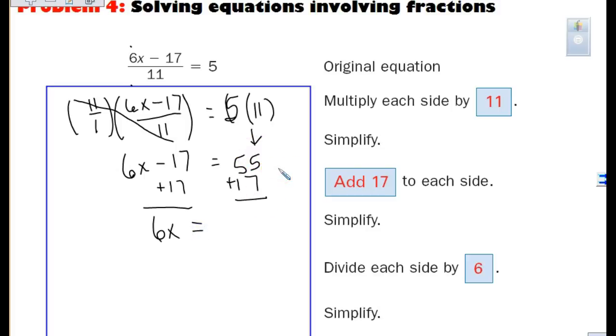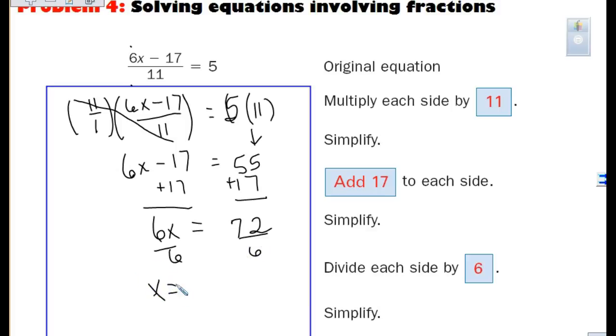What do we need to do next? To solve. We have 6 times x, so Daniel, you can do what? Divide 72 by 6. X is going to be equal to, what do you equal? 12. I want you to go back to the original problem.